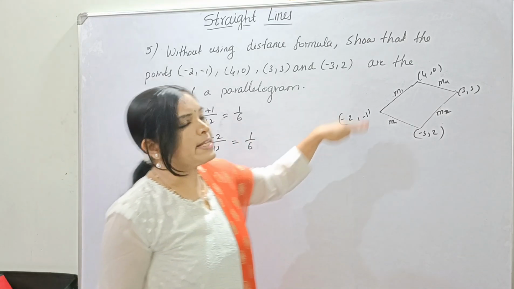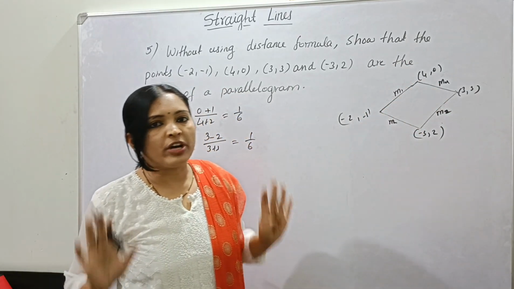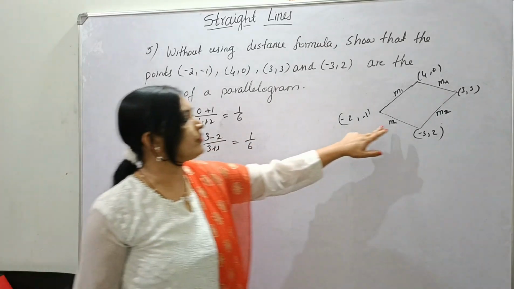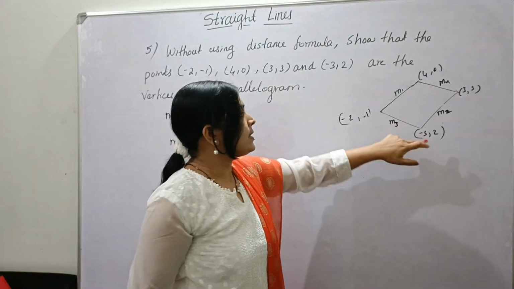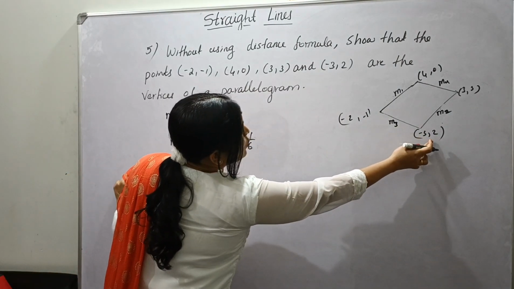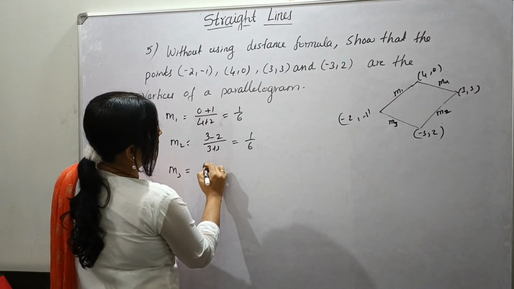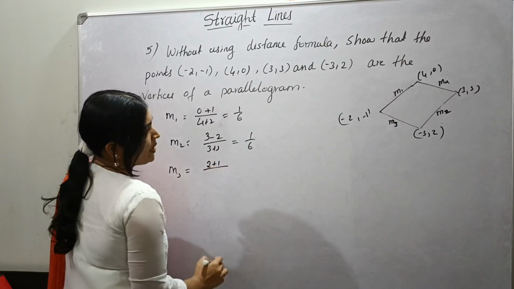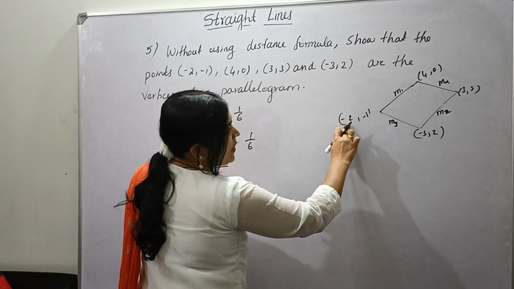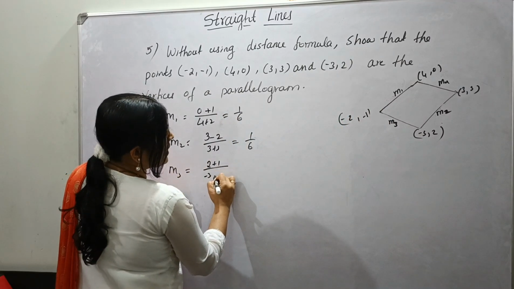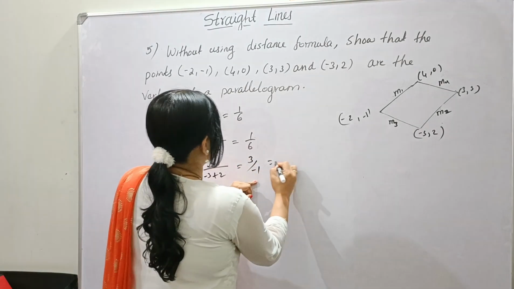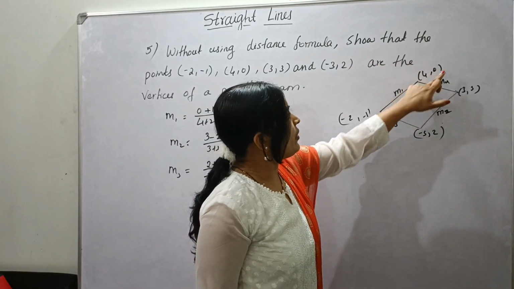Next, we have to show m3 is equal to m4. Then we can say the given points are the vertices of a parallelogram. Okay, let us find m3. The slope of this line: if it is x1, y1, x2, y2, then y2 minus y1, that is 2 minus minus 1, is 2 plus 1, divided by x2 minus x1, that is minus 3 minus minus 2, that is minus 3 plus 2. So 3 by minus 1, right? That is nothing but minus 3. So here x1, y1, x2, y2.